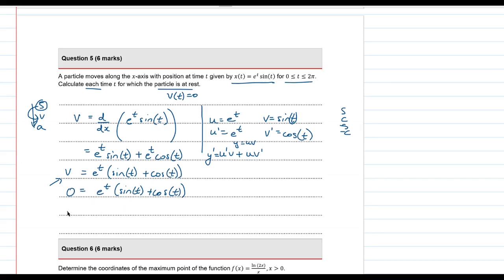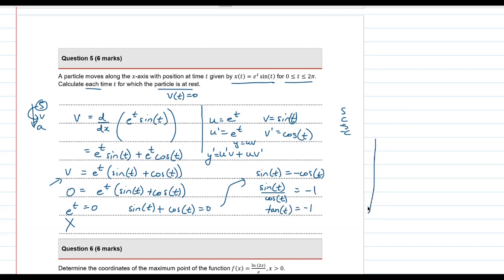Alright, so from here we know that either e^t equals 0 or sine t plus cos t equals 0. Now e to the power of anything will never equal 0, so that is not going to give us a solution, but this will. So we can rewrite this as sine t equals negative cos t. So sine t over cos t equals negative 1, which is the same as saying tan t equals negative 1.